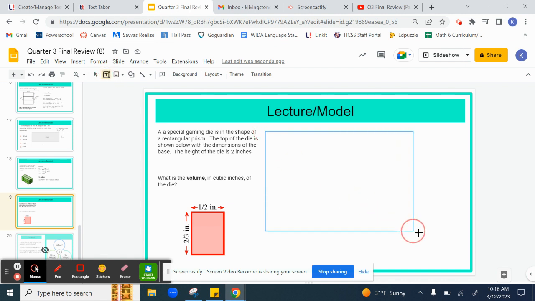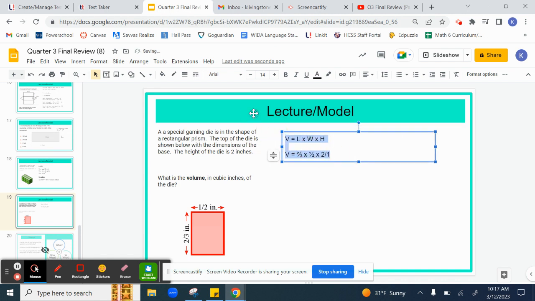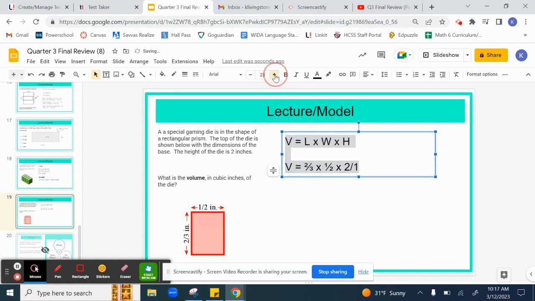A special gaming die is in the shape of a rectangular prism. The top of the die is shown below, 2/3 and 1/2, and then the height is 2. What is the volume in cubic inches of the die? So again, we know that volume is length times width times height. We know that the length and width are 2/3 and 1/2, because that's what it shows in the picture. And then we know the height is 2 over 1. So that is my length, width, and height.